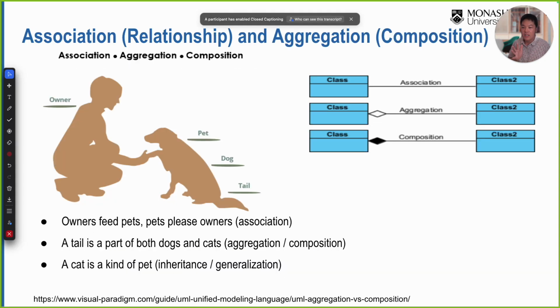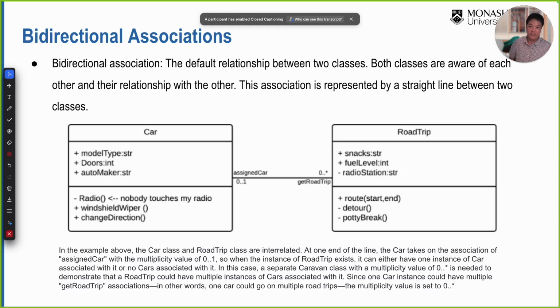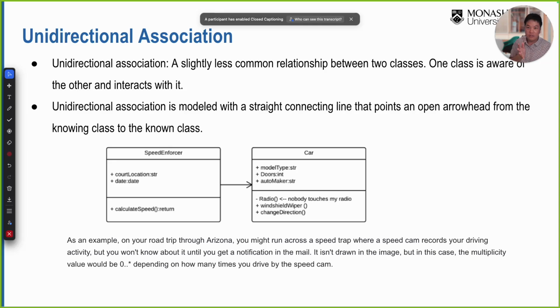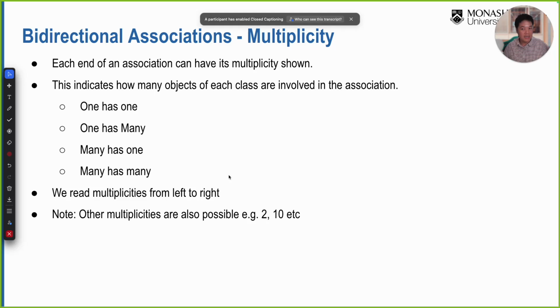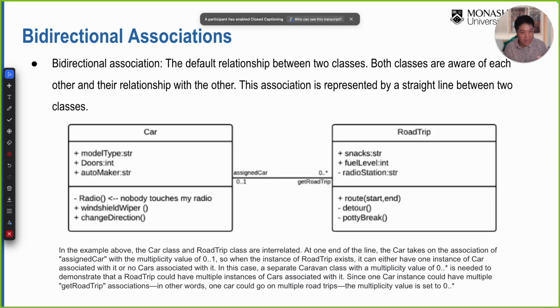So as I mentioned to you before, there are three types of relationship here: association, aggregation, and composition. Let's start with the first one, association. There are two types of association: bidirectional or unidirectional. Let's start with bidirectional. It describes the default relationship between two classes. Both classes are aware of each other and their relationship with the other. This association is represented by a straight line between the two classes, and then you indicate the relationship here, whether it is going to be one has many, one has one, many has one, or many has many. Like this one.